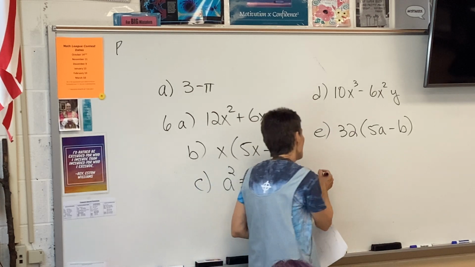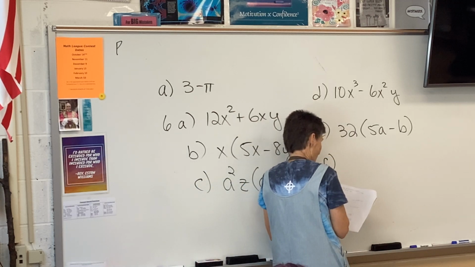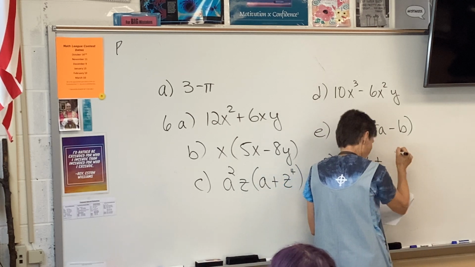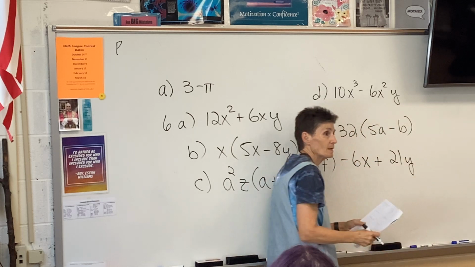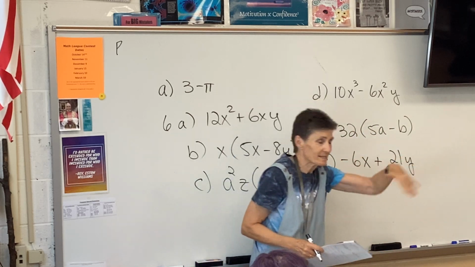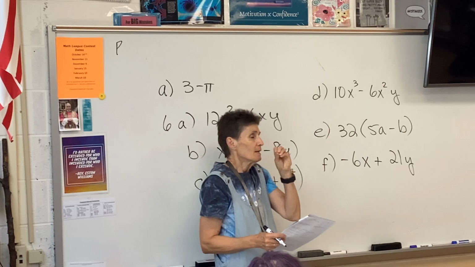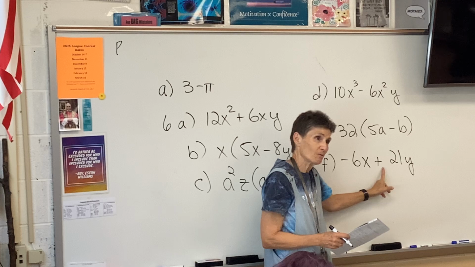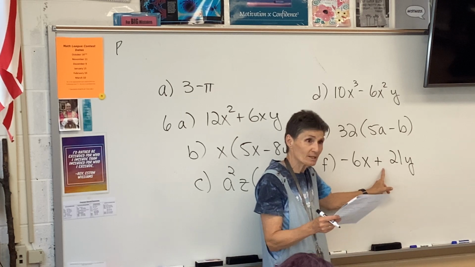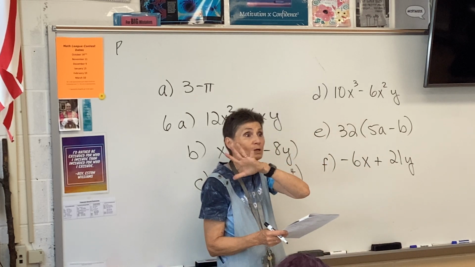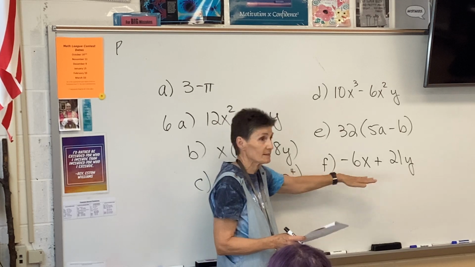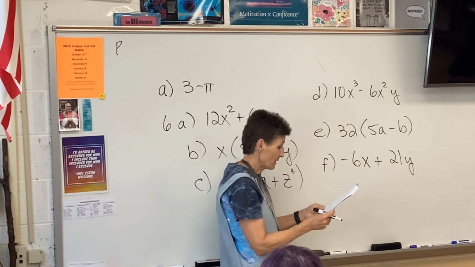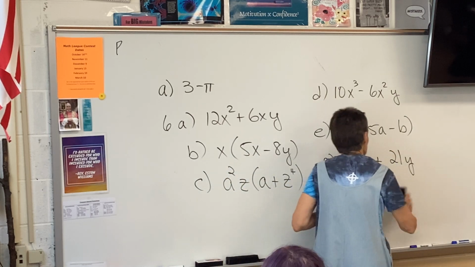And the last one, what is it? I heard a negative 6x, I think, and a plus 21y. Now, when we're doing this together and you're really focusing, it's so easy. But I can't tell you how many times people forget this. Remember, if you are distributing a negative, it goes to everything, right? This is absolutely correct. But try to remember that. Okay, perfect. All right, did anybody get to number 7?